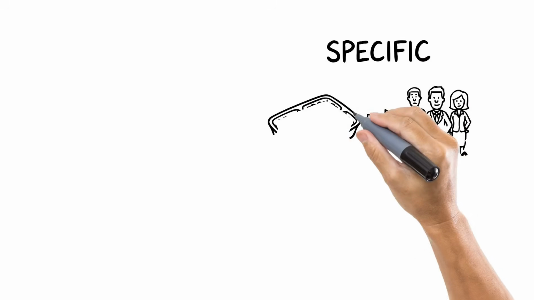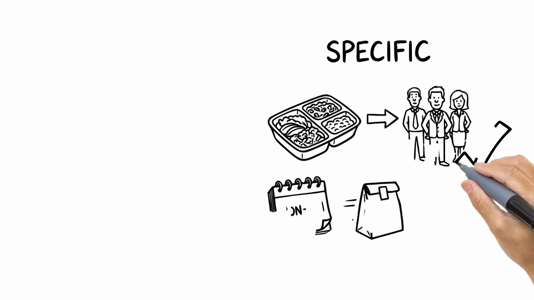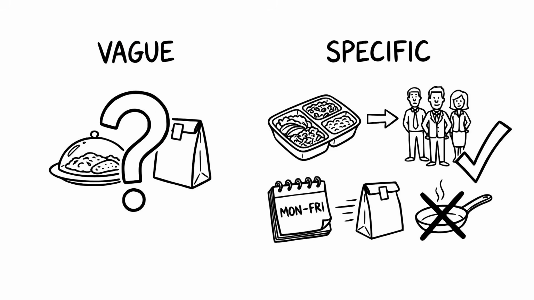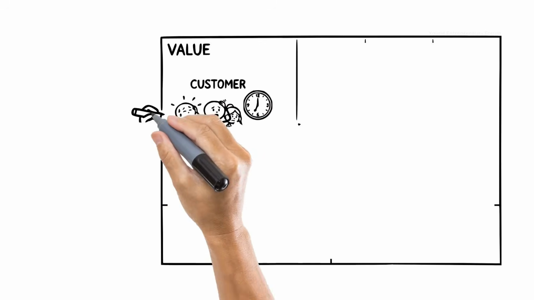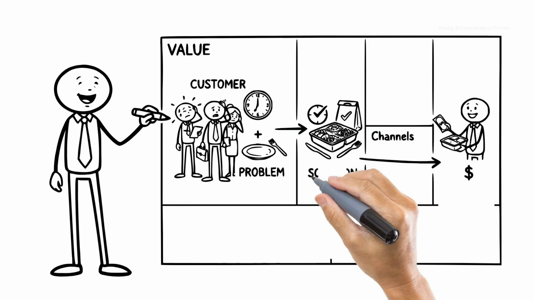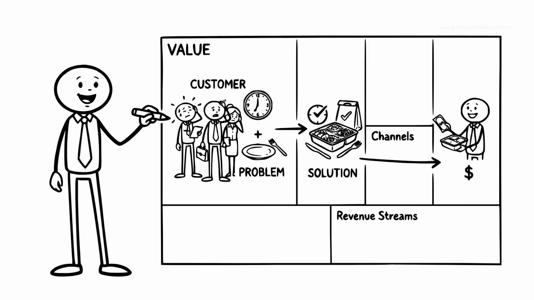Keep the statement specific. Instead of saying, "We provide excellent food and service," say, "We deliver healthy, ready-to-eat weekday lunches for busy professionals who want convenient meals without spending time cooking." Customers can immediately understand the benefit. Add the strongest customer problems and corresponding benefits to the canvas. A strong value proposition connects a specific customer segment with a specific problem and a useful solution people are willing to pay for.